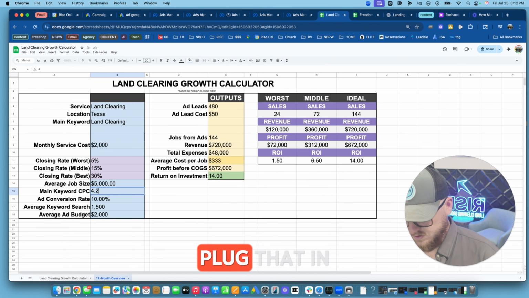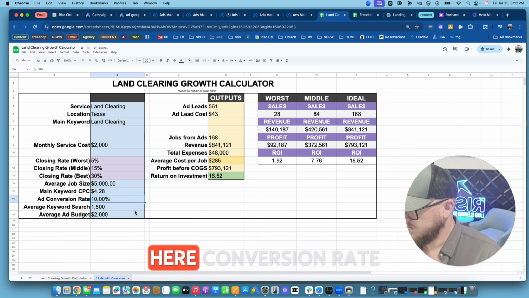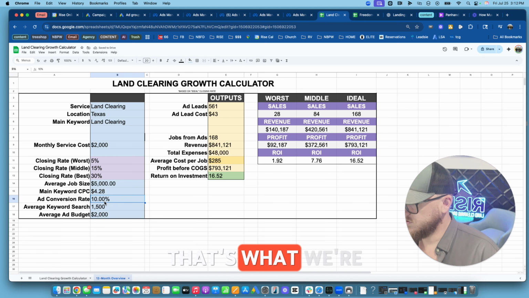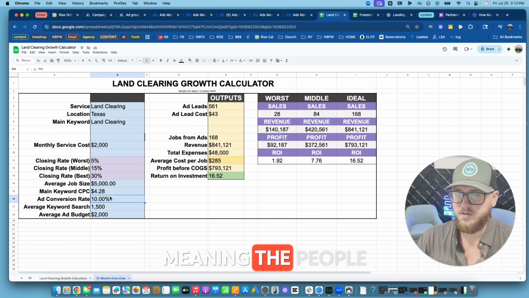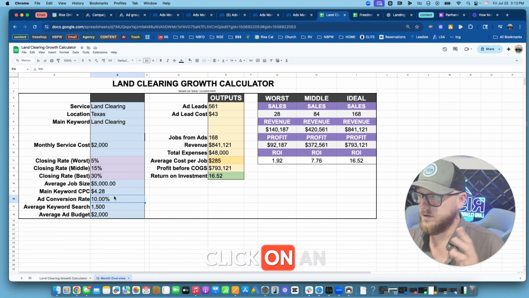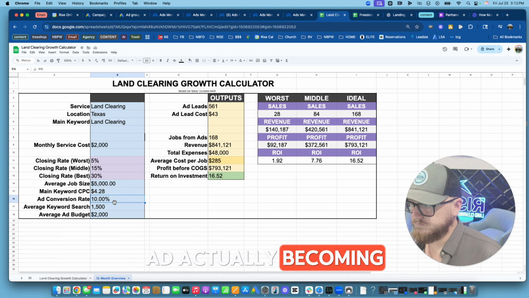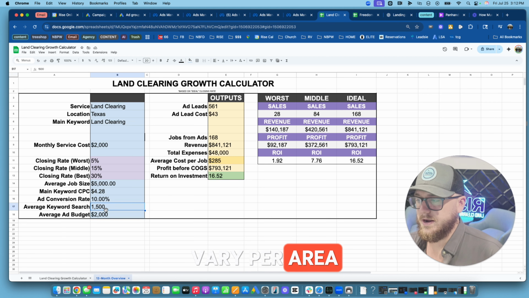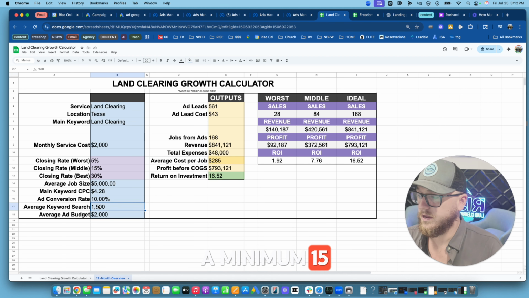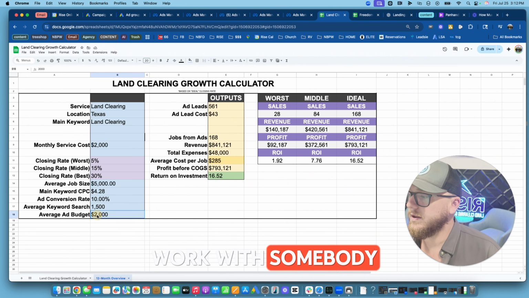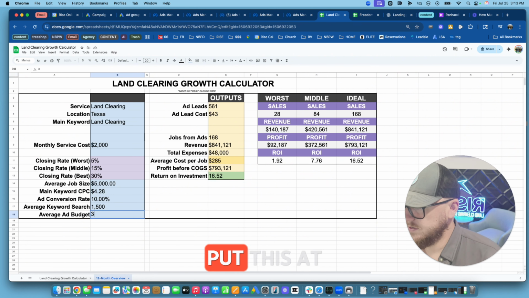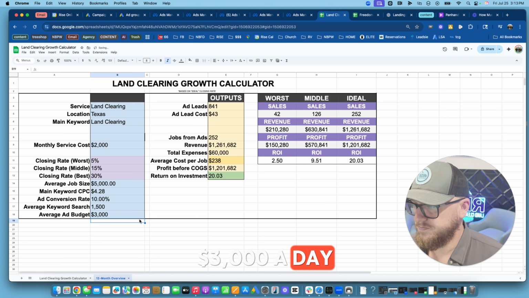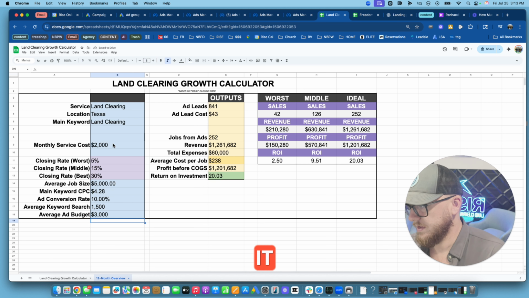So let's just plug that in here. Conversion rate 10%, that's what we're shooting for, basically meaning the people who see or click on an ad actually becoming a lead. Average keyword search, this is going to vary per area, but we want a minimum 1,500 before we will work with somebody. And then your ad budget. Let's put this at $3,000 a day, see what it does, and then we'll play with it.